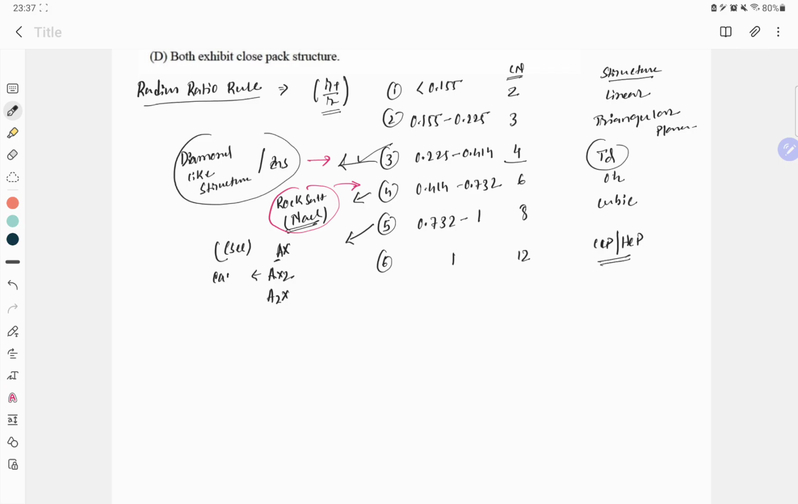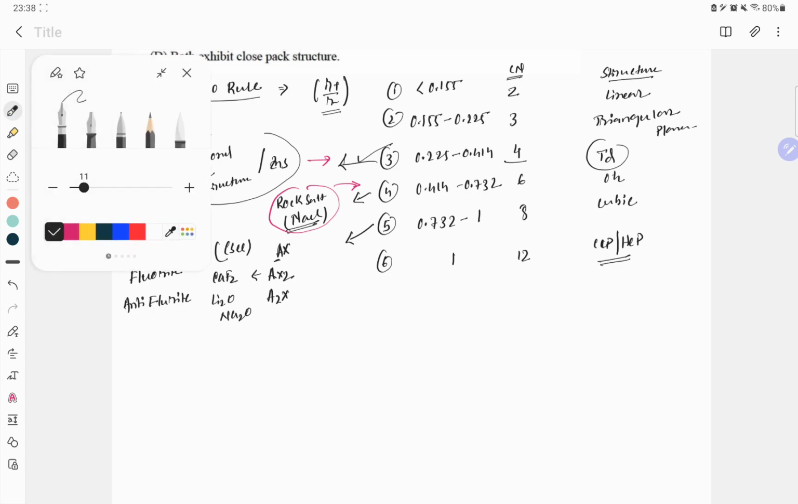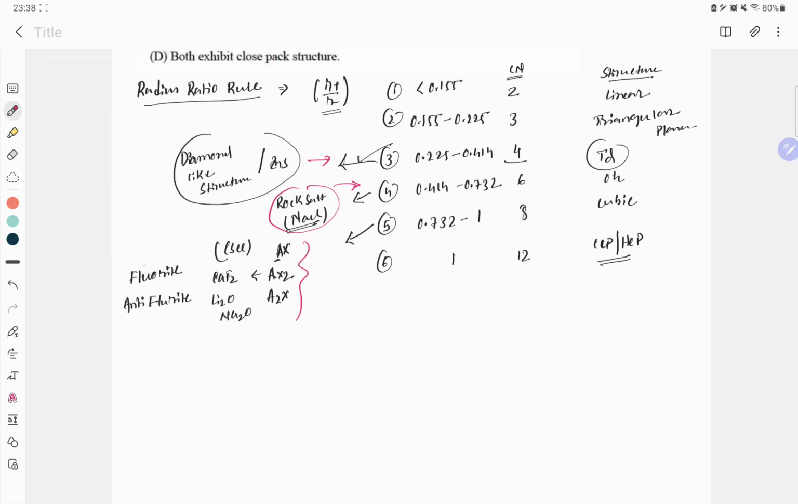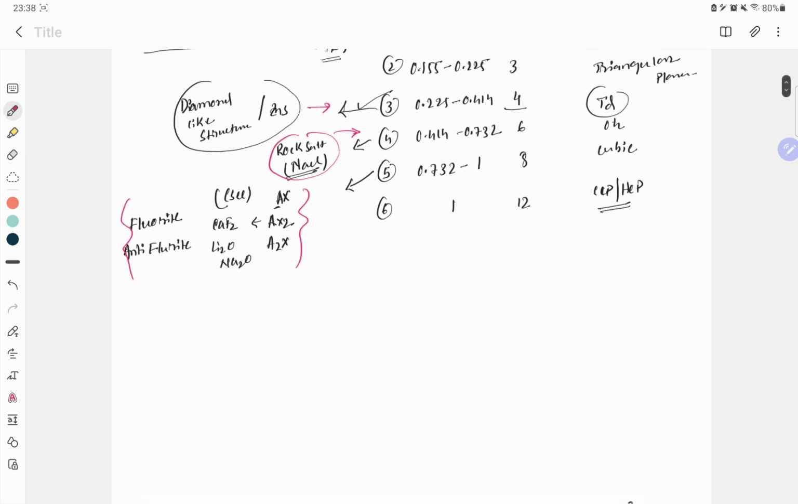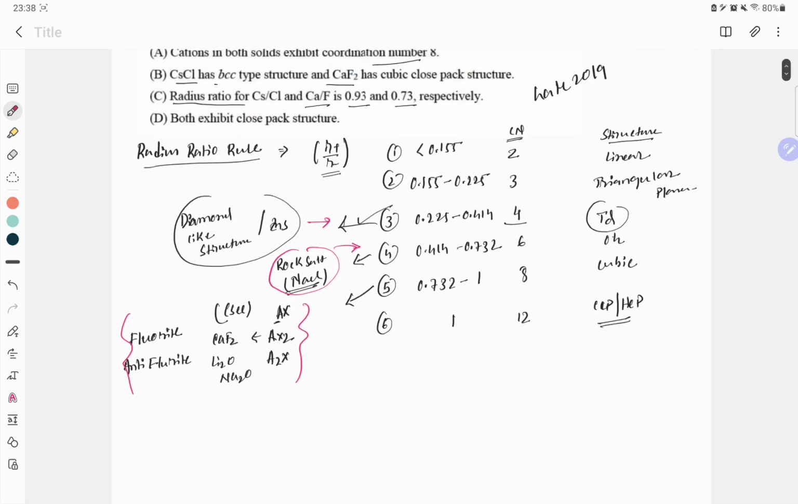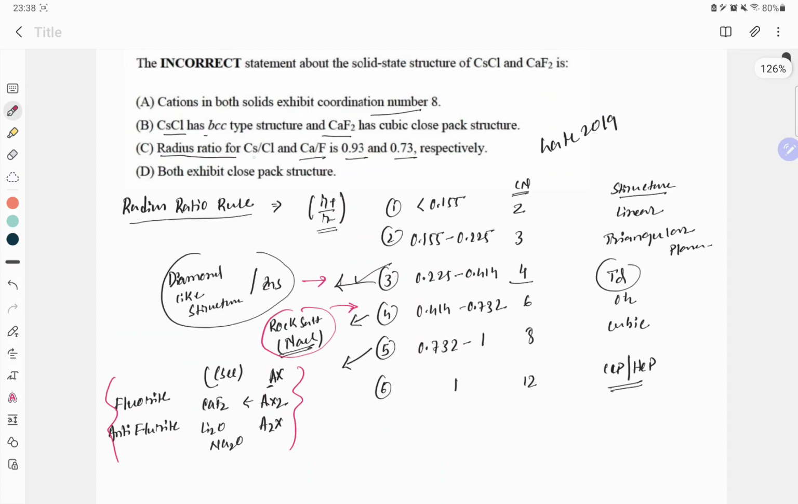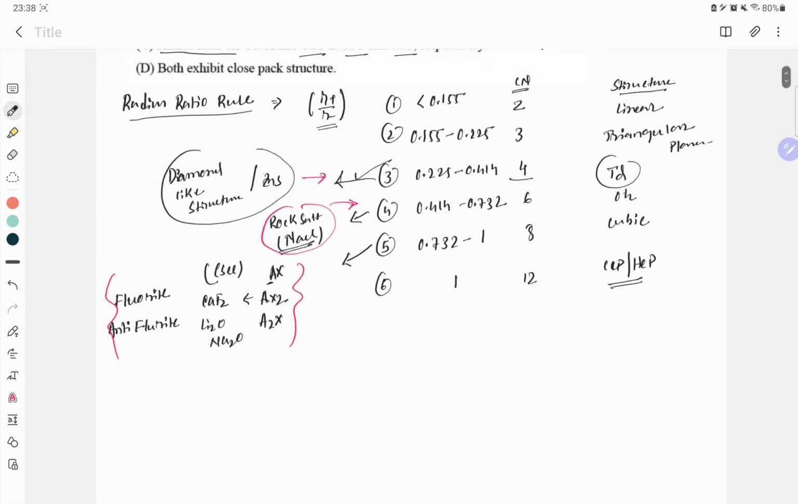AX2 is a fluorite structure, whose example is CaF2. And A2X is the antifluorite structure. We'll read what the fluorite and antifluorite structures are. Examples are Li2O, Na2O, etc. These all come into this category, the cubic category, and this one is CCP.